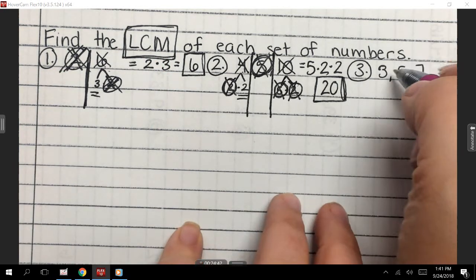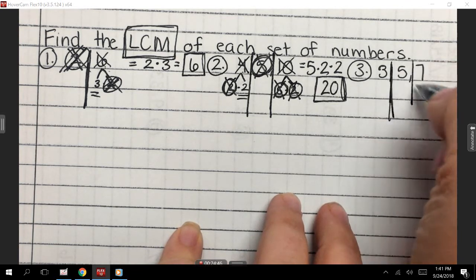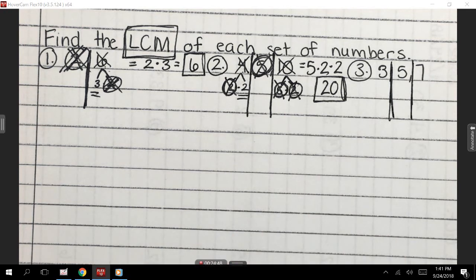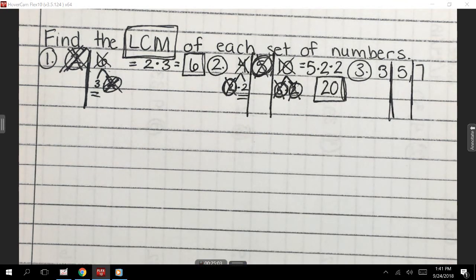All right, let's look at number 3. Can 3 split? No. Can 5 split? No. Can 7 split? No. Just 3, 5, 7. 3 times 5 times 7. All right, so what that means, guys, are there any matches here? No. So, good thing this isn't greatest common factor.